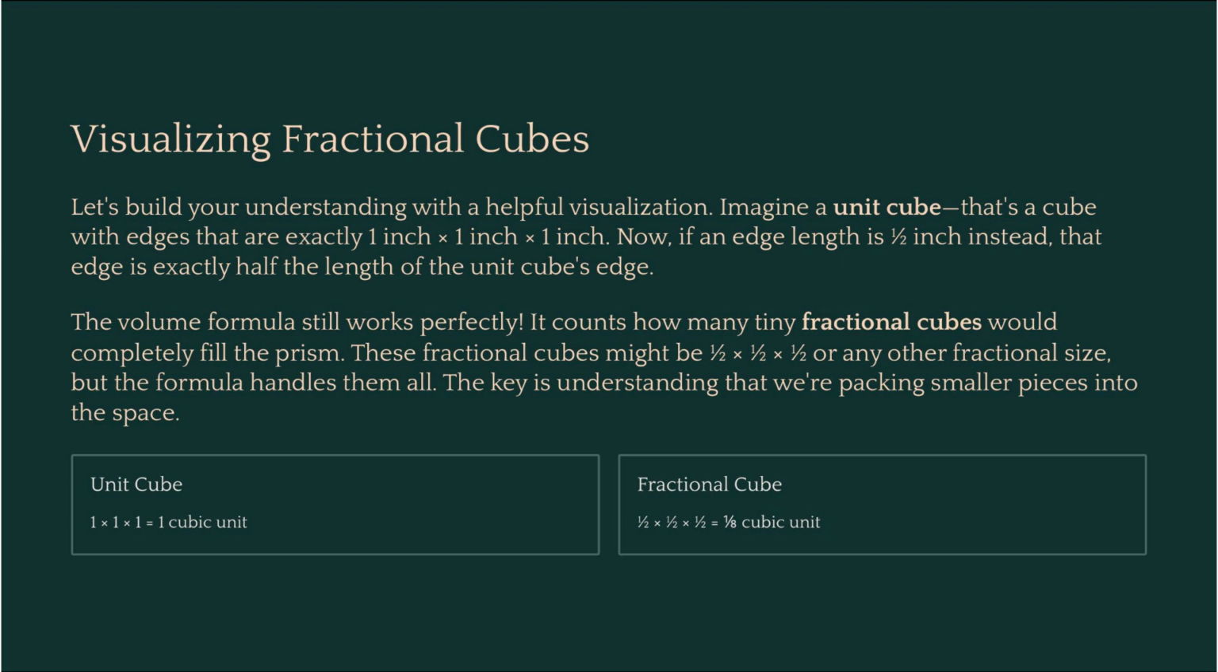You might wonder why we can use the same formula even with fractions. Picture this. If your prism is 1/2 inch long, you can think of it as being filled with little cubes that are 1/2 inch long on each side. The formula is essentially counting how many of those smaller fractional cubes would perfectly pack the container. The math is just finding the total amount of space, no matter how small the units are.